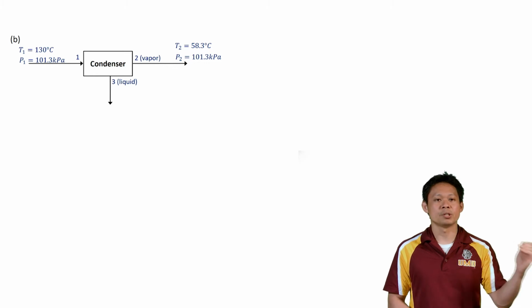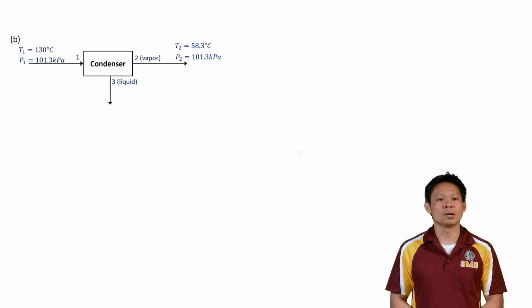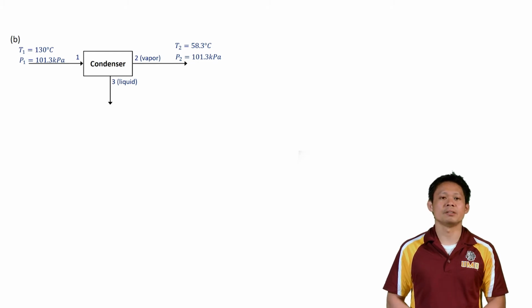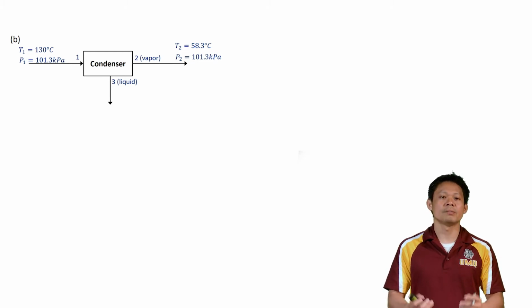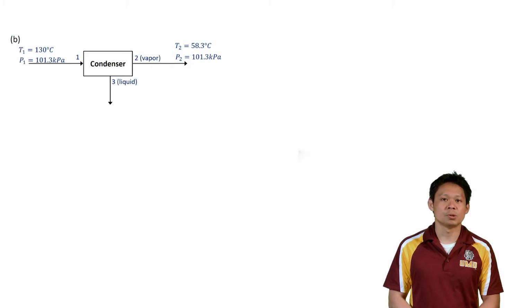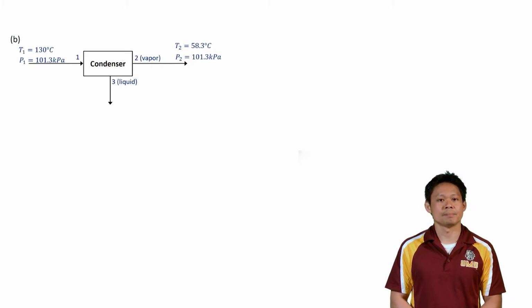We have a vapor stream coming in at T1 and P1. We have the vapor stream that's cooled to 58.3 degrees C at the same pressure. And we have a liquid stream. We know that in this case, only chlorobenzene is condensable, so that stream is just pure chlorobenzene. We have no molar flows. We have no compositions in this case.